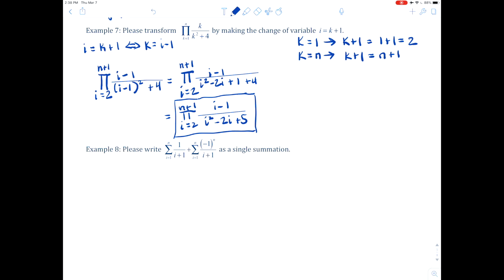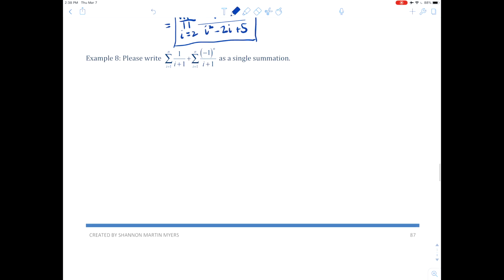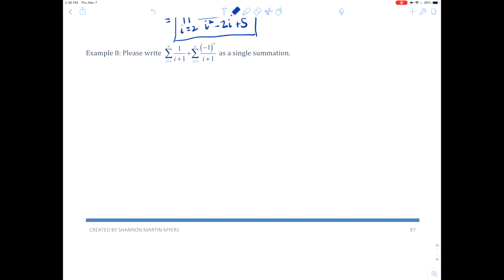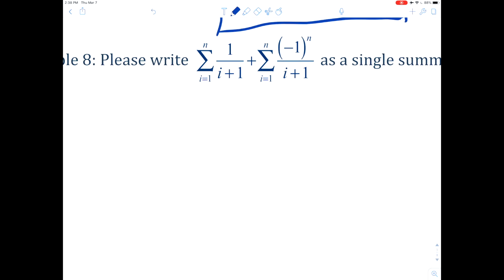All right. Very good. How are we doing so far? So example 8, let's look at this summation. Here, it's a different skill. We want to write this as a single summation. So the first thing I'm checking is that both of them are using i's, and them being the summation symbol. And then both of them start at 1 and both of them end at n, all right?